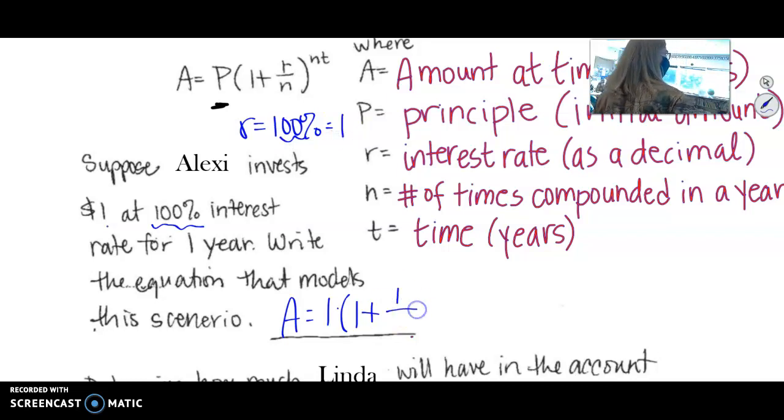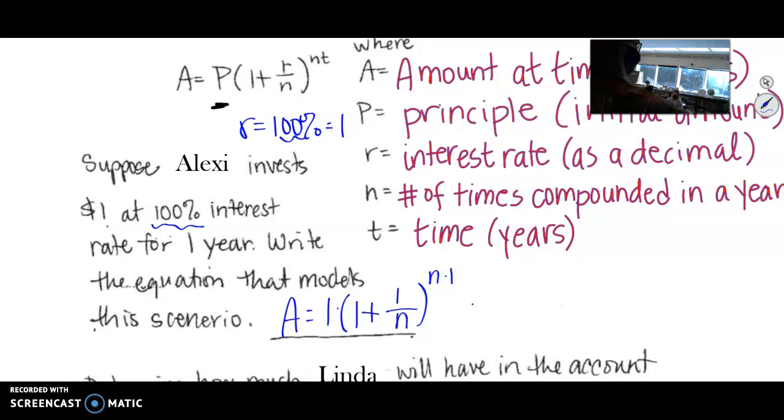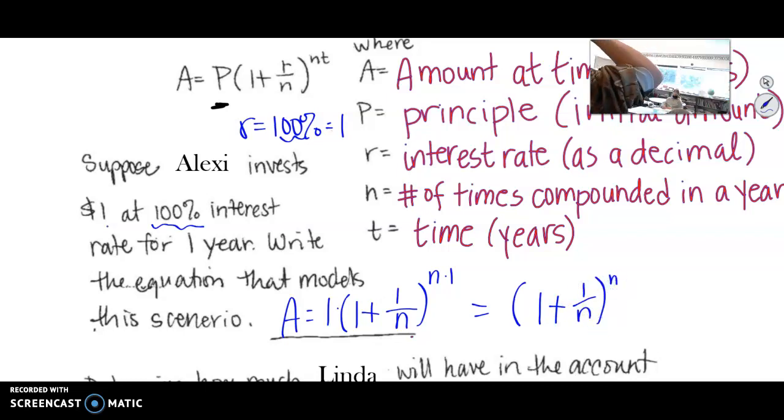So 1 over n, and because it doesn't tell us how often it's compounded, we're going to change that. We're going to increase the number of times it gets compounded to the n times 1 because it's 1 year. If I simplify that, I'm going to leave that one off, and I'm going to leave that one off. I get 1 plus 1 over n to the power of n.